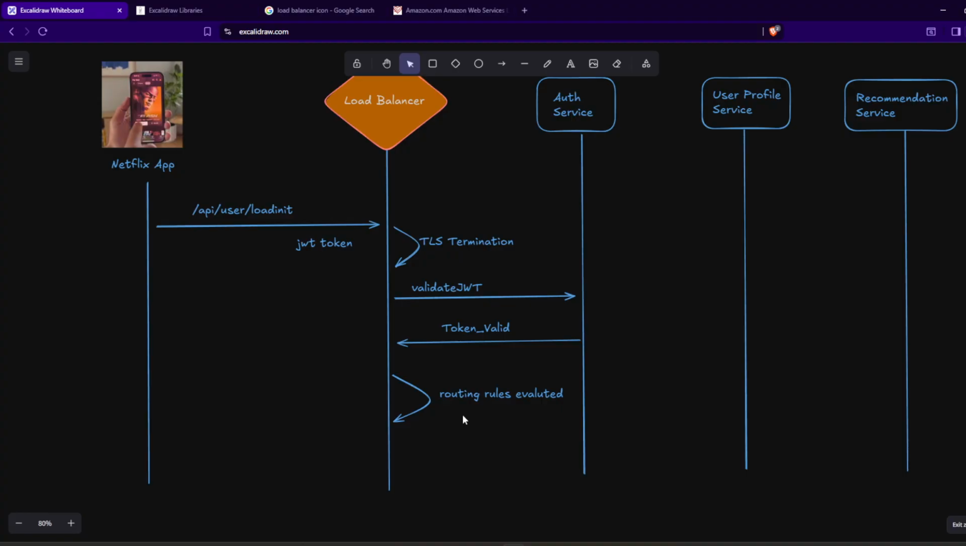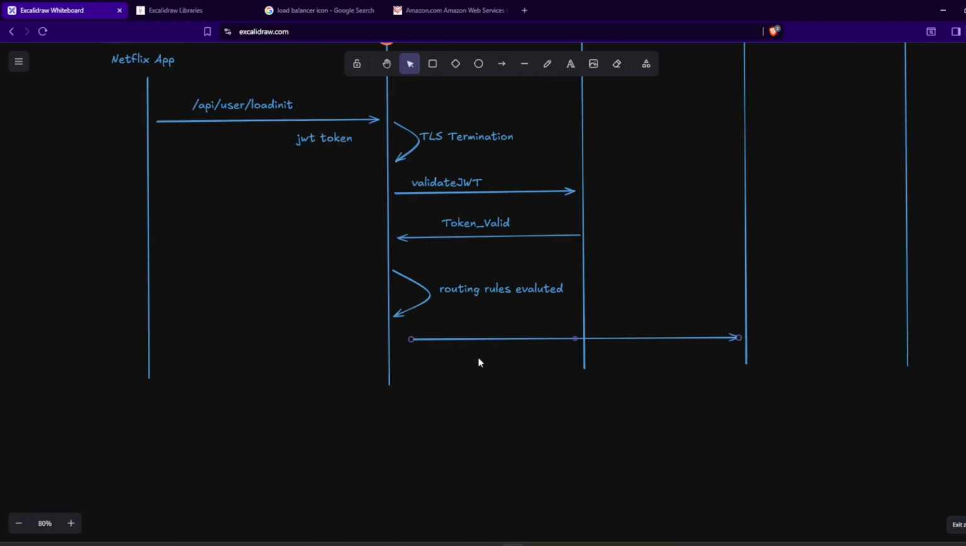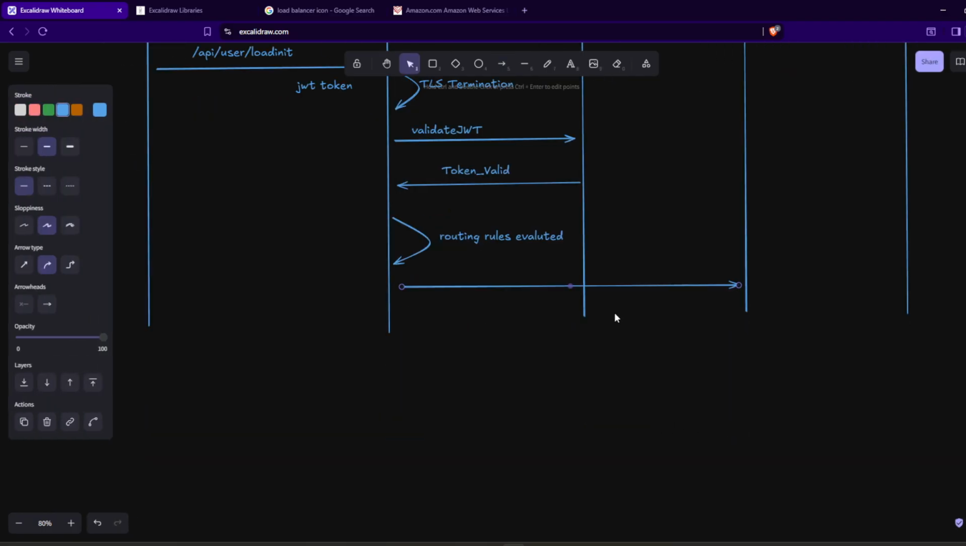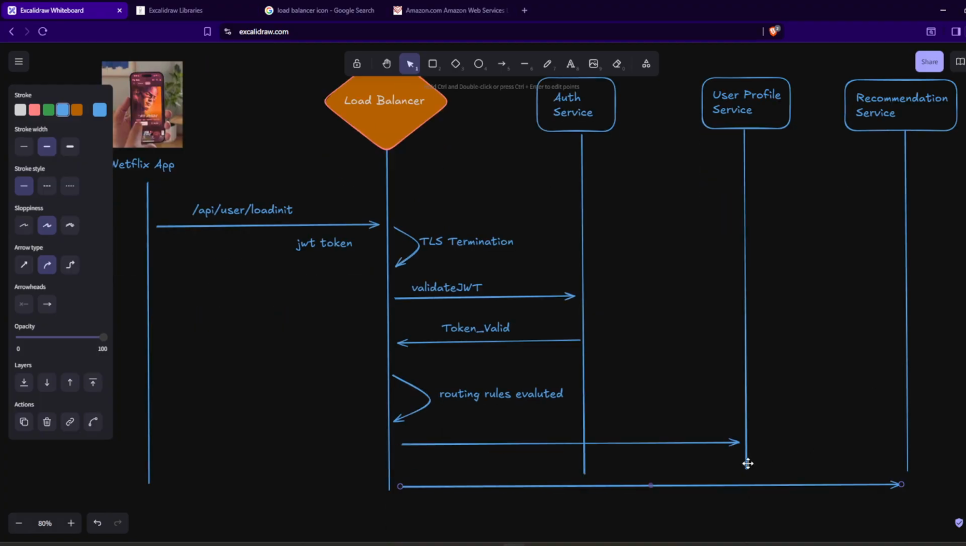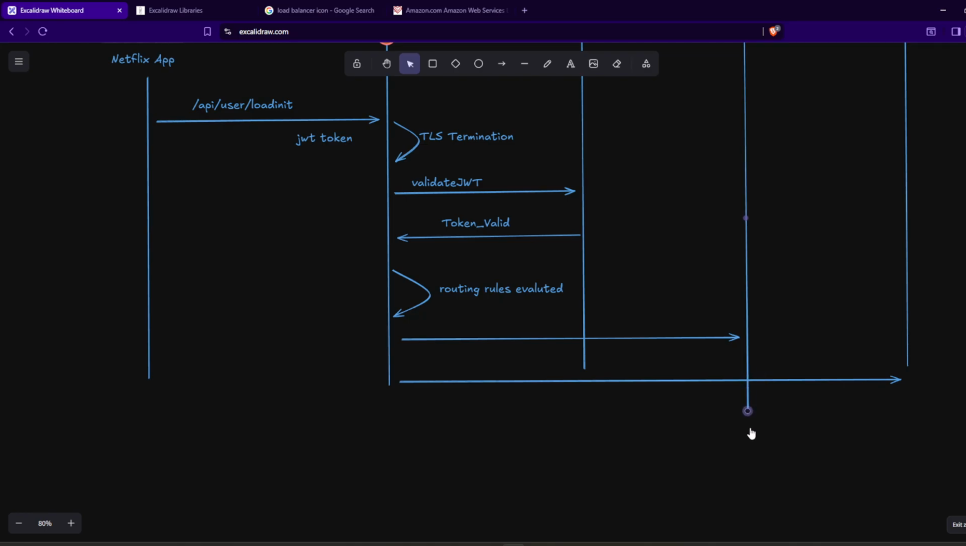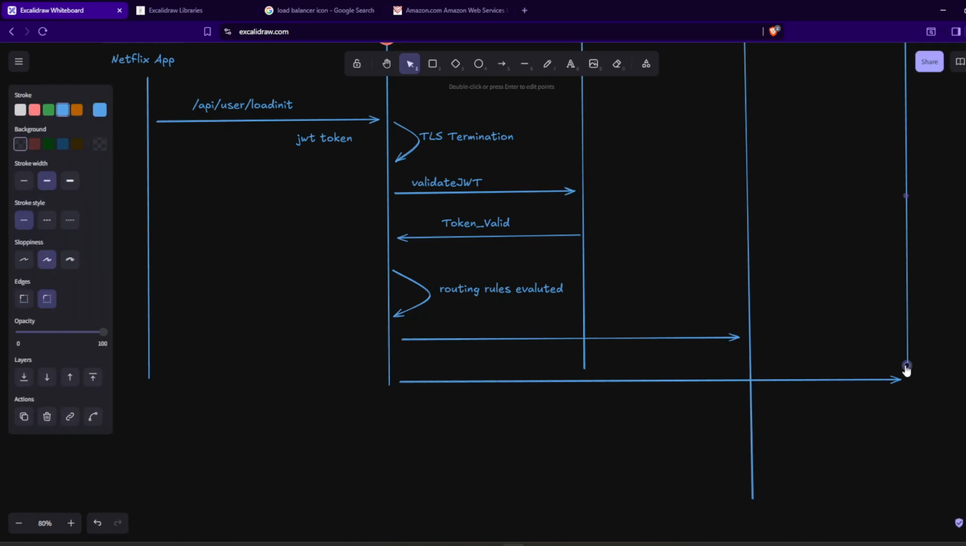So the routing rules are evaluated here, and after that, suppose the load init has two service calls. One is for user profile and the other is recommendation. So what happens is it routes the first one to the user profile, and the second one it routes to our recommendation service. So this is from the request side. These are the things that happen.